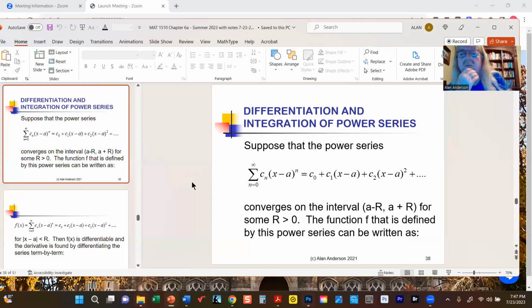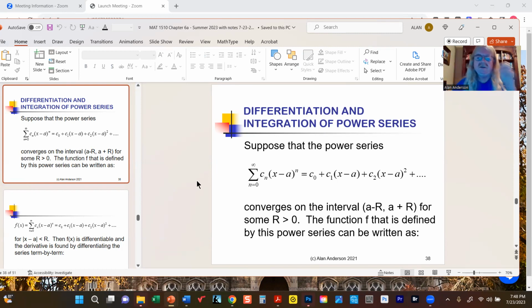All right, so we weren't completely done with 6A last time, so we're going to wrap that up tonight as well as 6B. So here we're still looking at series where we're trying to perform different operations on them. It turns out that we can actually differentiate and integrate a power series just like any other function.